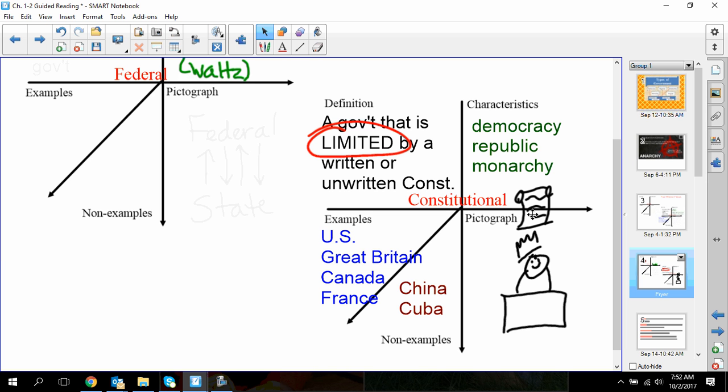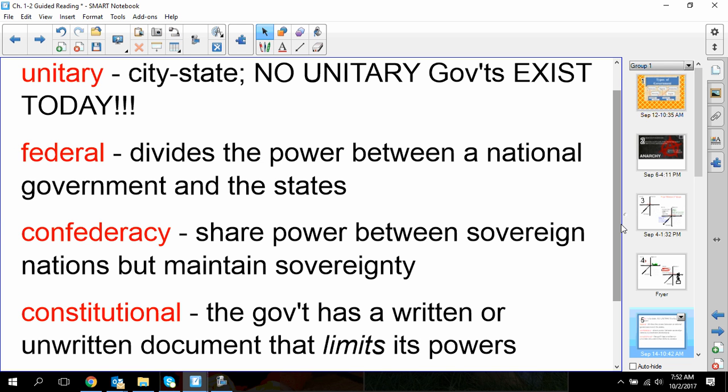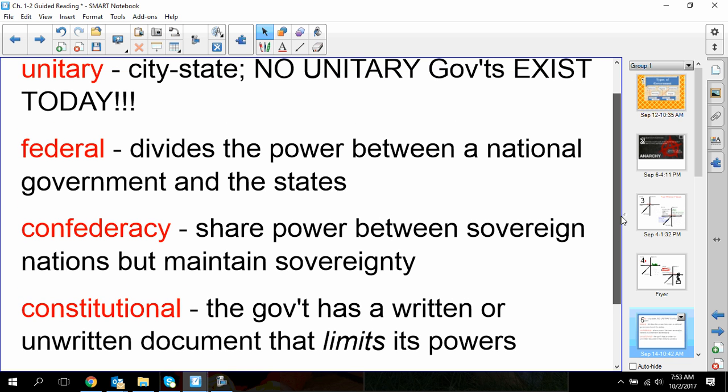Okay, so I have this example of either a president or a king, and you have the Constitution limiting them. So if you look at your chart, you can see that the United States is many different things. It is a constitutional government, it's a federal government, it's a republic, it's a democracy. We are different kinds of things, okay? Just to kind of review, okay? It's a city-state, a unitary. No unitary governments exist today. The federal government divides the power between the national government and the states. The confederacies share power between the sovereign nations, but maintain their own independent sovereignty. Constitutional governments have written or unwritten documents that limit their power.